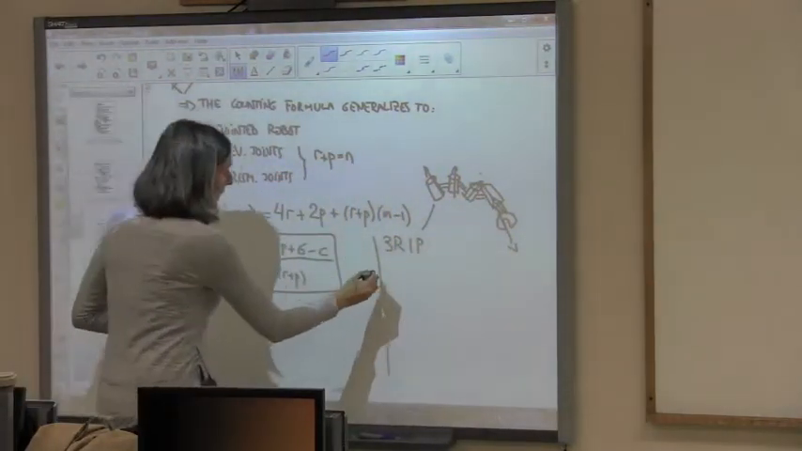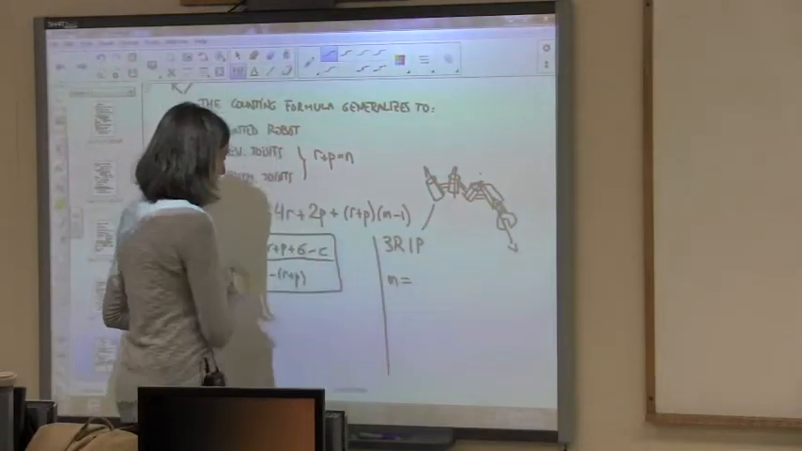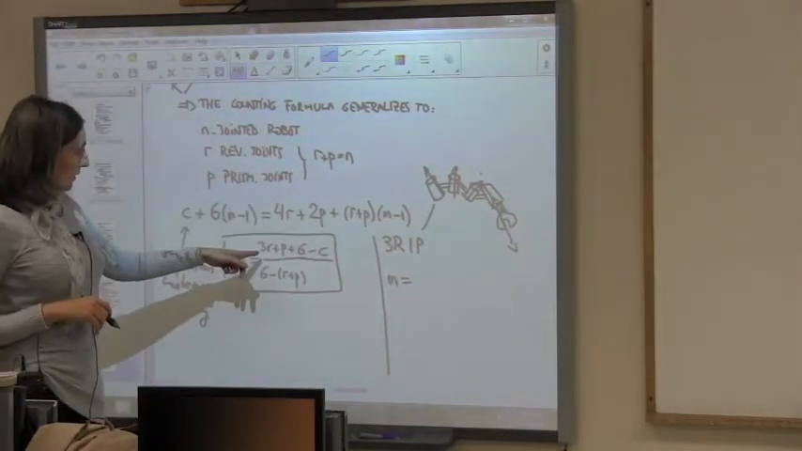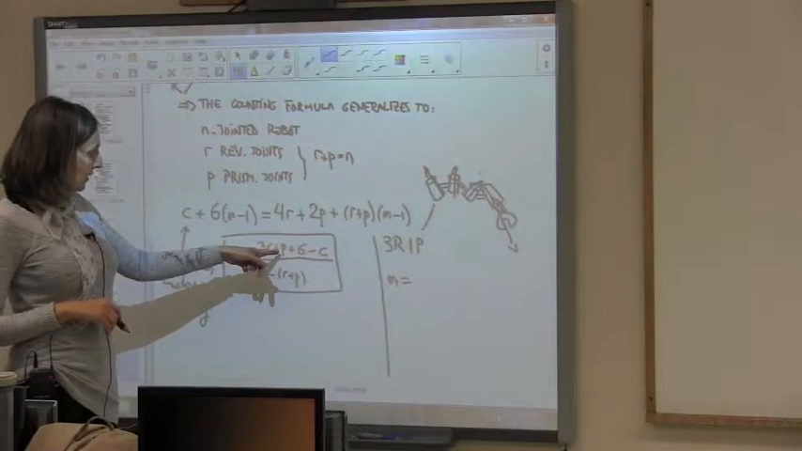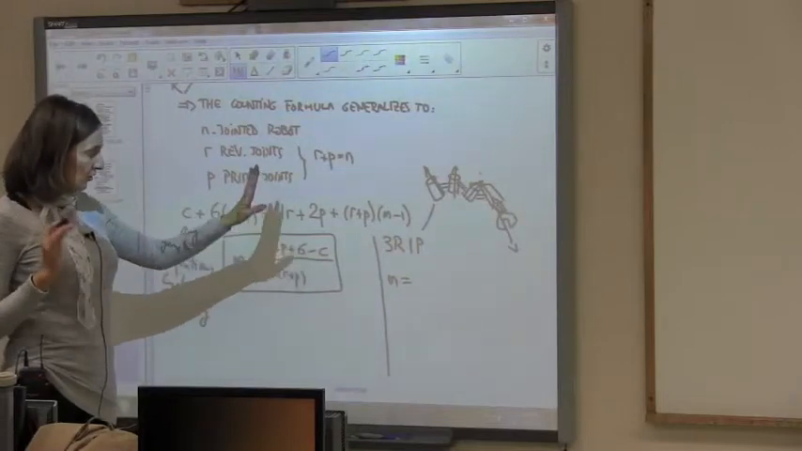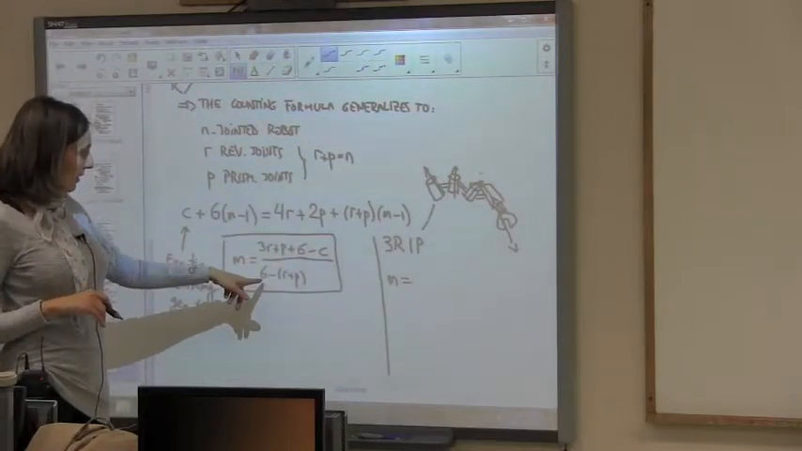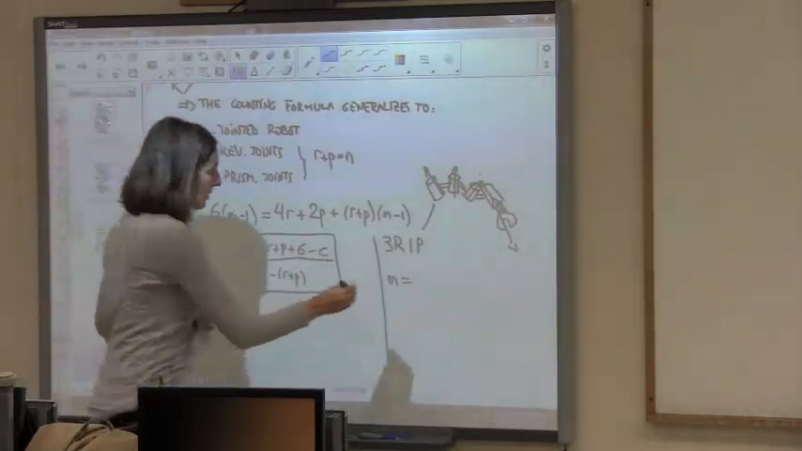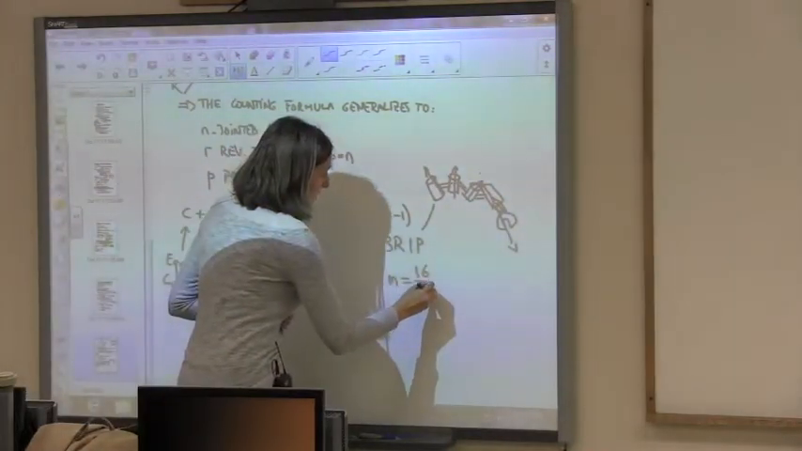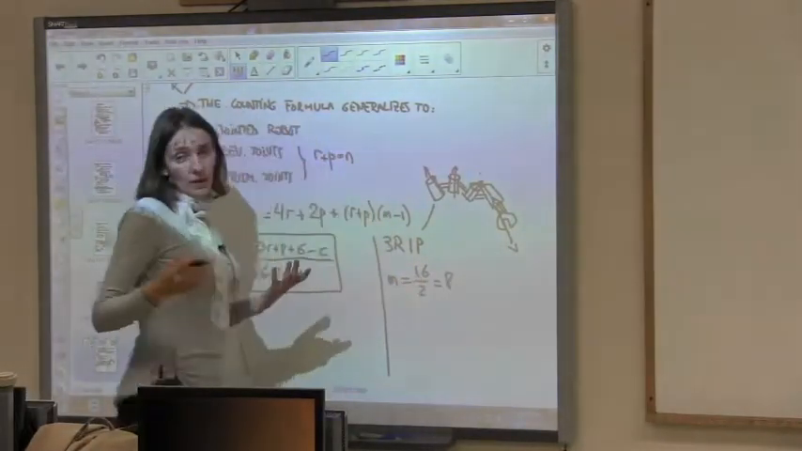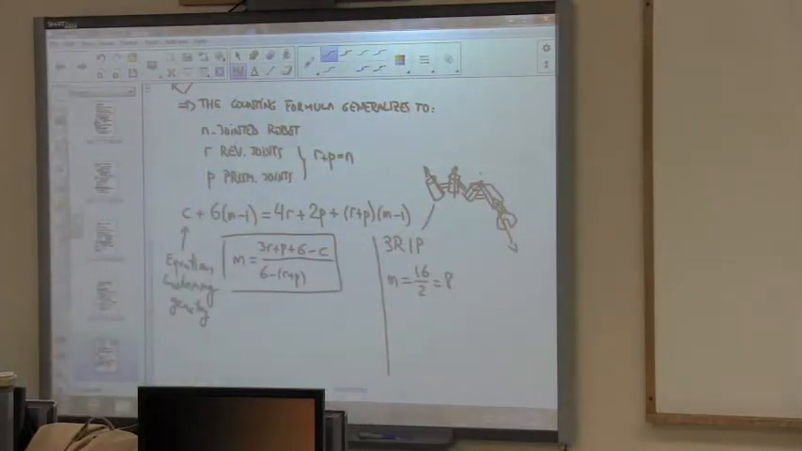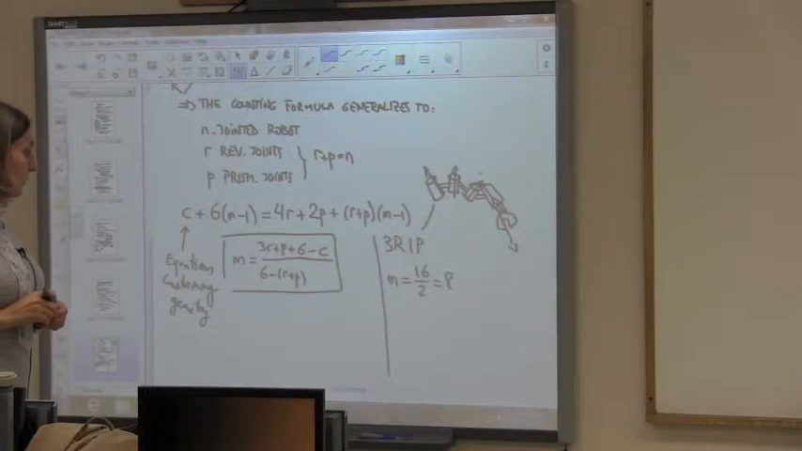And if we calculate that, okay, so 3 times 3, 9, 10, 16, no constraints, so 16 divided by 2, right? Which is 8. So this robot can reach up to 8 arbitrary positions, okay? And so on.